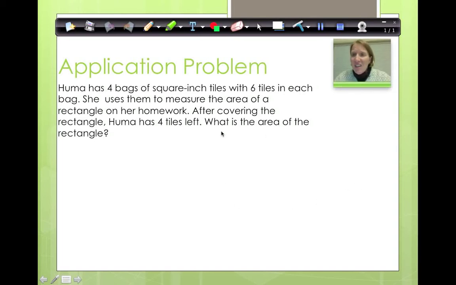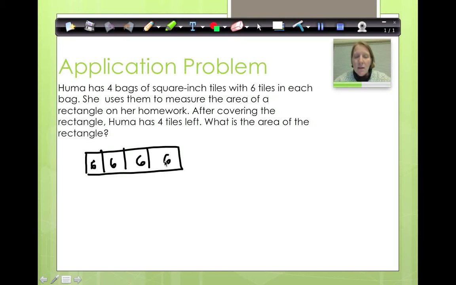Should I draw the rectangle? Or can I use what I know to use a tape diagram and fill it in and find the answer? I bet you I can use a tape diagram. Okay, so I know she has 4 bags, so 4 pieces of tape. And each bag, she has 6 tiles. So this one has 6. These all have 6. Now I've got to figure out how many she has total.